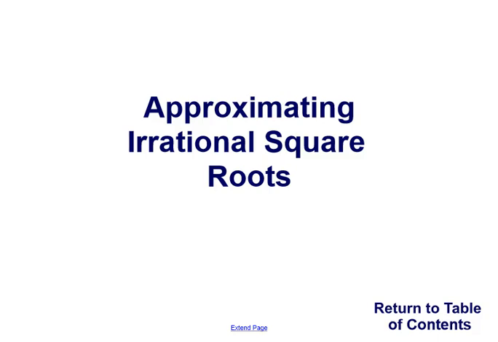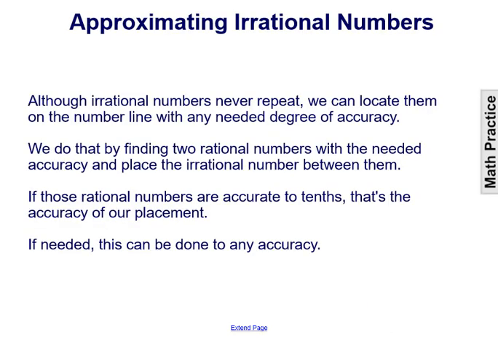Approximating irrational square roots. Although irrational numbers never repeat, we can locate them on the number line with any needed degree of accuracy. We do that by finding two rational numbers with the needed accuracy and placing the irrational number between them. If those rational numbers are accurate to tenths, that's the accuracy of our placement.